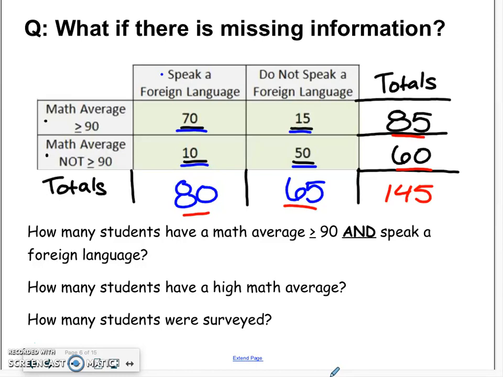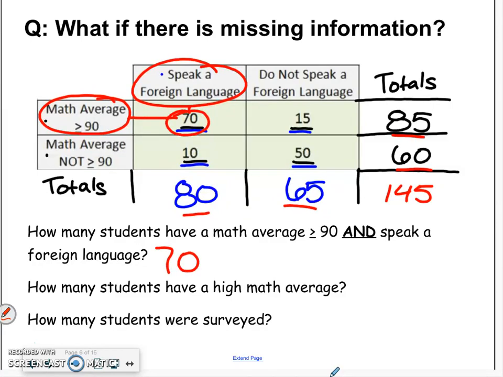Now we can go ahead and answer our questions since we have the complete 2-way table. How many students have a math average greater than or equal to 90 and speak a foreign language? We draw our lines. You should have 70. Next, how many students have a high math average? All they're asking about is the math average. We're going to say that the greater than or equal to 90 is our high math average. We draw our line all the way over. We have 85 total students with a high math average.